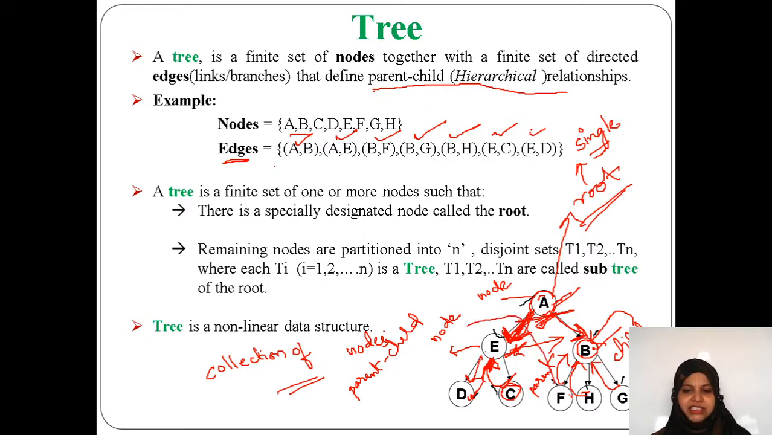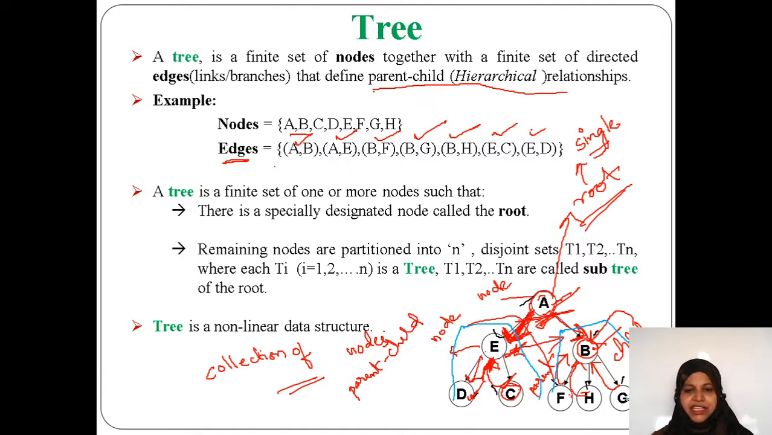Here this is one tree, right? See here, I'll use one more different pen. This is one subtree, and this is one more subtree. This tree is consisting of how many subtrees? This tree is consisting of two subtrees. First one is E, D, C. Second one is B, F, G, H. These are the second subtree.